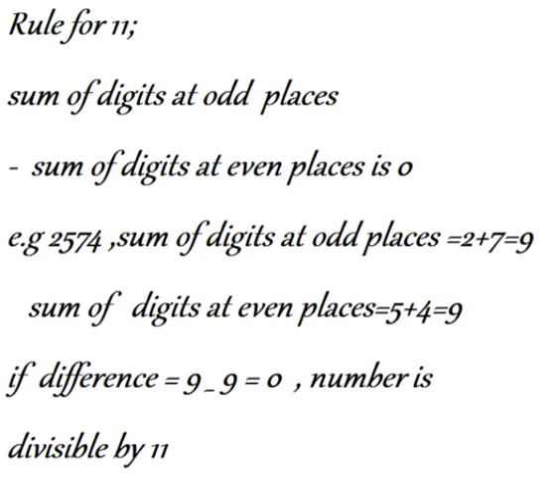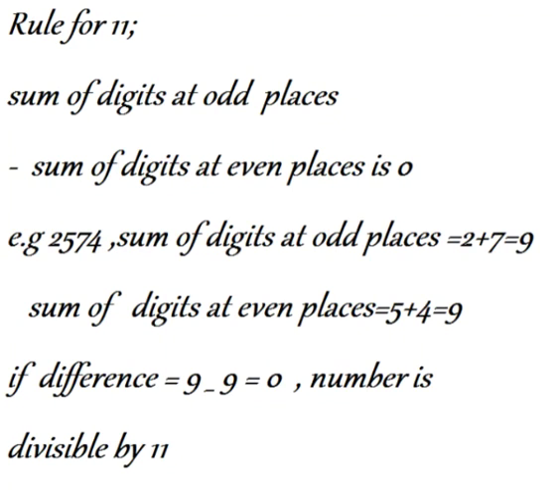Sum of digits at odd places minus sum of digits at even places is 0. It means the difference of the sum of digits at odd places and the sum of digits at even places should be 0. What are the odd places and what are the even places? Numbers at first, third and fifth places are odd places. Second, fourth and sixth are even places.